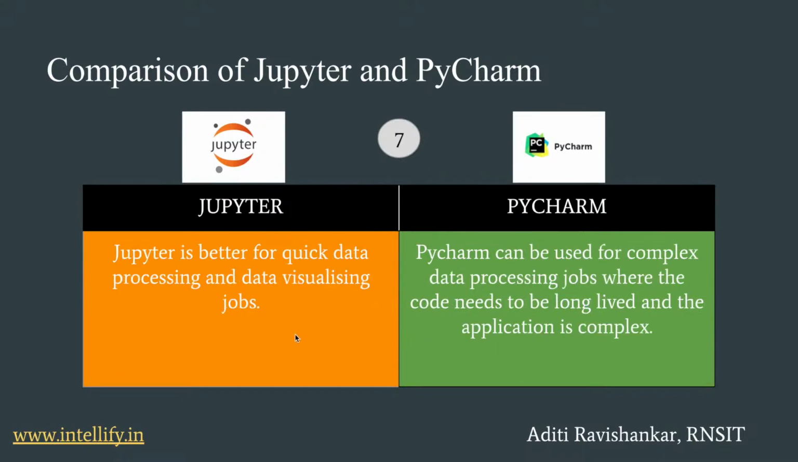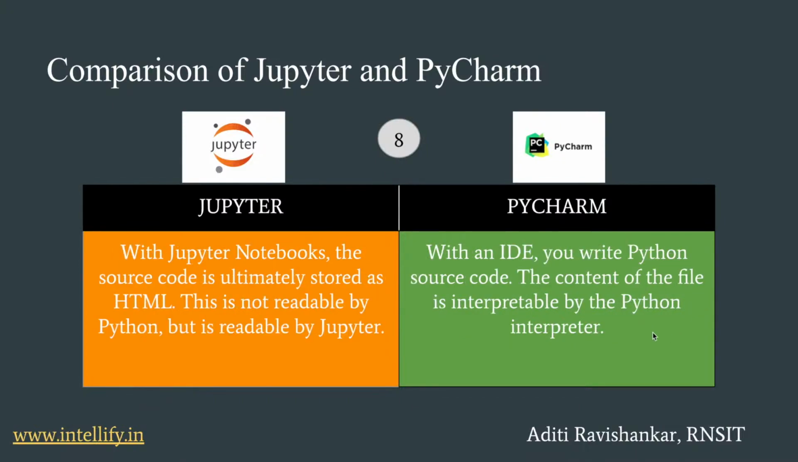7. Jupyter is better for quick data processing and data visualizing jobs. PyCharm can be used for complex data processing jobs where the code needs to be long-lived and the application is complex. 8. With Jupyter Notebooks, the source code is ultimately stored as HTML. This is not readable by Python, but it is readable by Jupyter. With PyCharm, the IDE, you can write Python source code. The content of the file is interpretable by the Python interpreter.